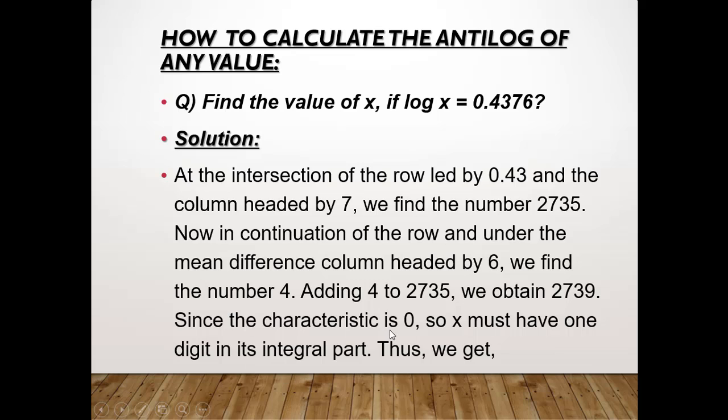Since the characteristic is 0, x must have one digit in its integral part. Thus we get x is equal to antilog of 0.4376, and our final answer will be 2.739. That was the actual value: the two values which we got from the antilog table, 2735 and 4, and when we add those values we got the answer 2739, okay.